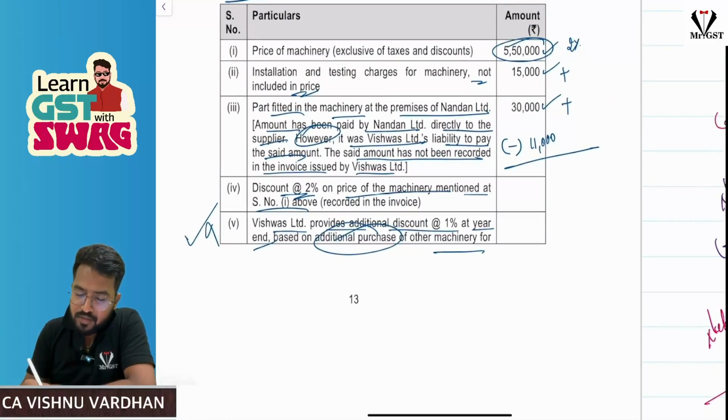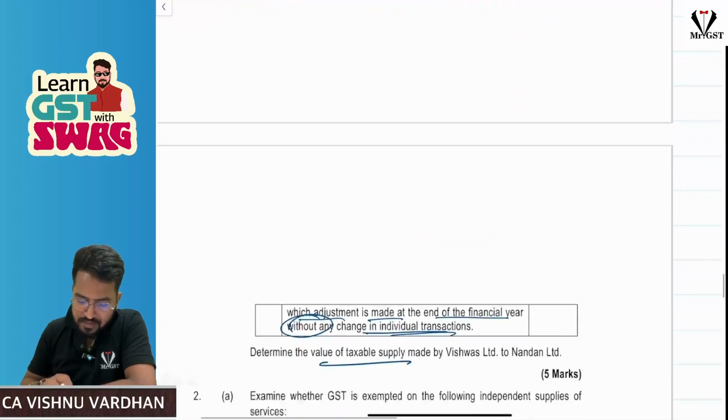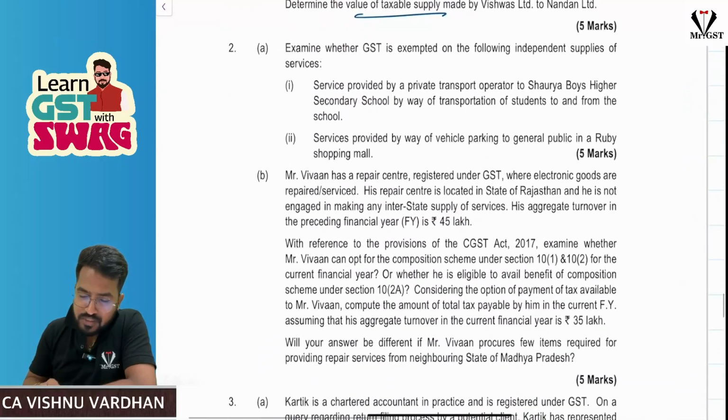So the answer will be 5,84,000. That will be the value of taxable supply. Very easy question. Now let us move on to the second question.